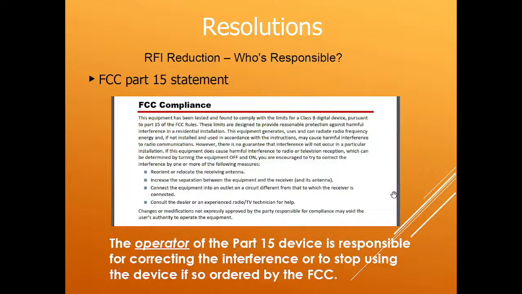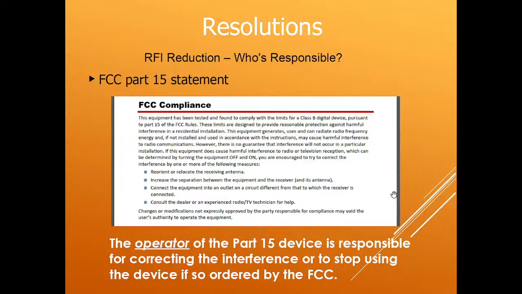So here's the FCC Compliance Statement. I love this. Consult the dealer or an experienced radio TV technician for help. Now, if you took your phone charger into Best Buy, who is the dealer, and said this is causing RFI, they would give you a blank stare. And again, the operator of the device is responsible for correcting it.